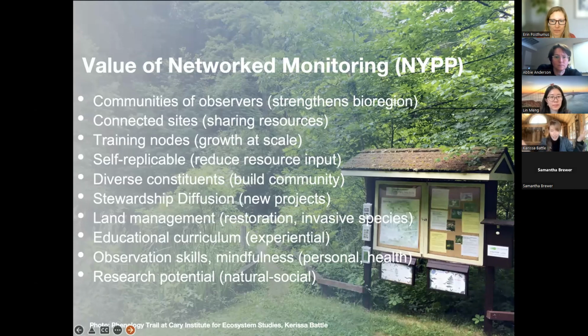And of course, the research potential has been incredible, and watching the research mature over the years has also been an amazing thing. More and more publications out there using citizen and community science data.